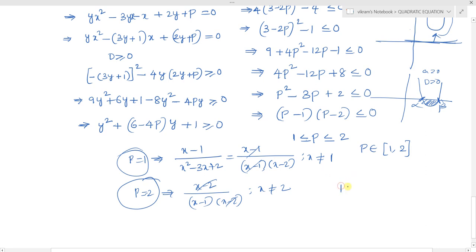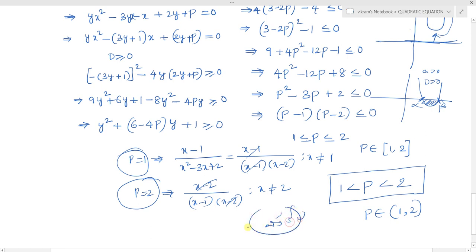Then we can write the bounds for p as 1 less than p less than 2. The p values lie in between 1 and 2, but p does not include 1 and 2. So the values in between, 1 less than p less than 2, are valid. I think you understand how to find the range of the given expressions.